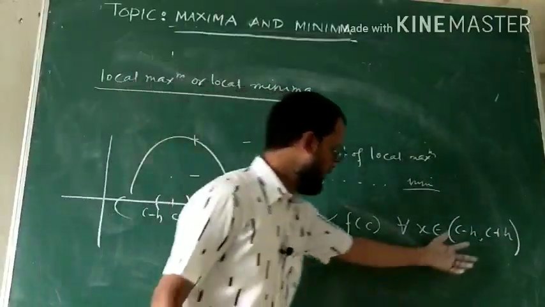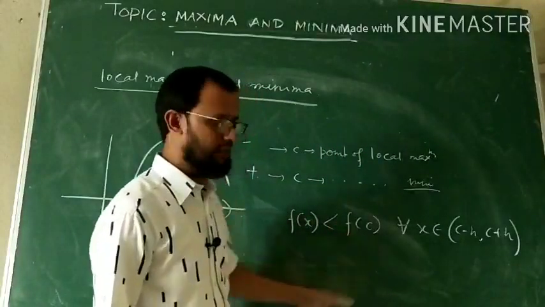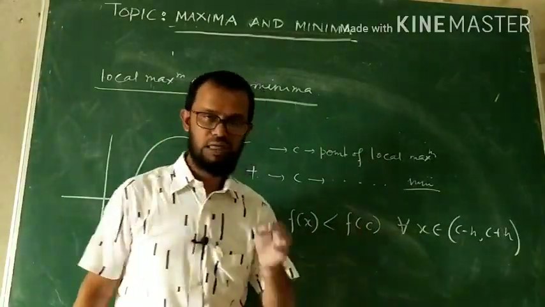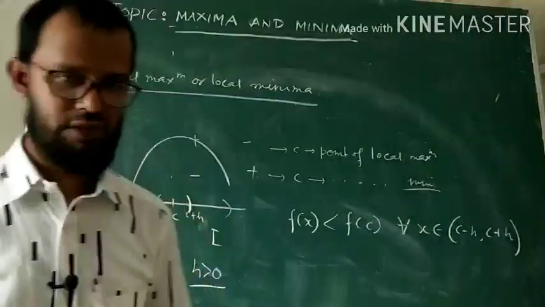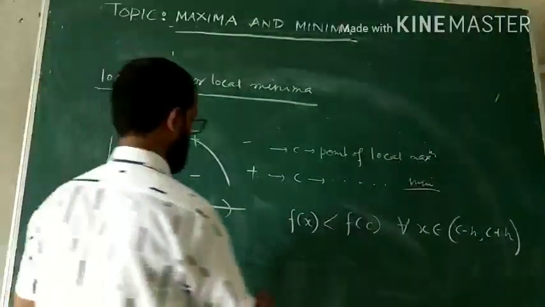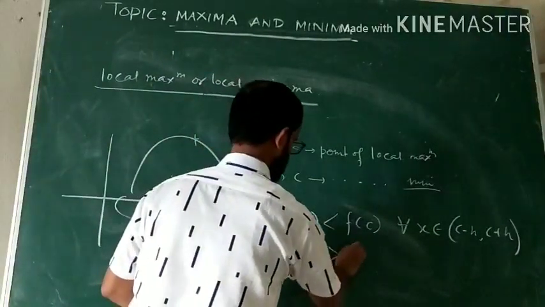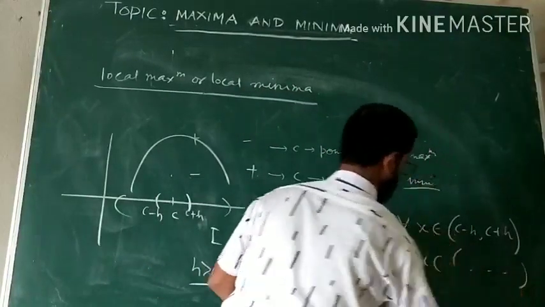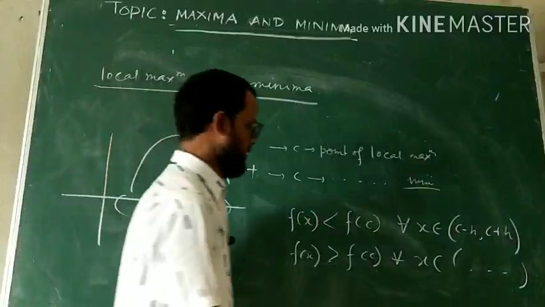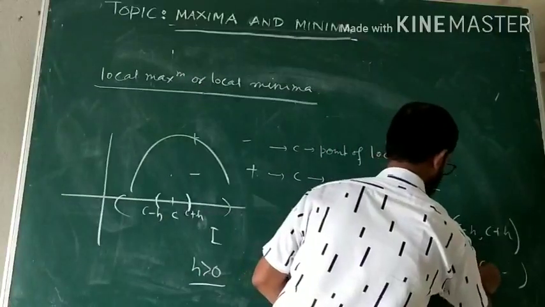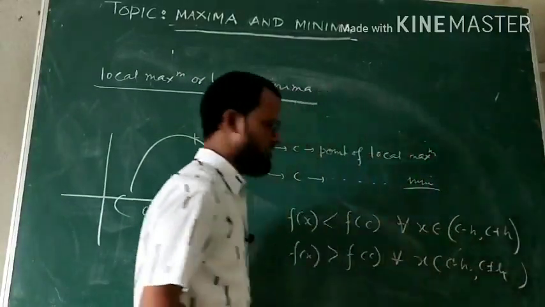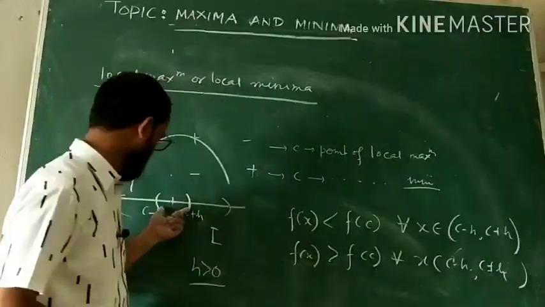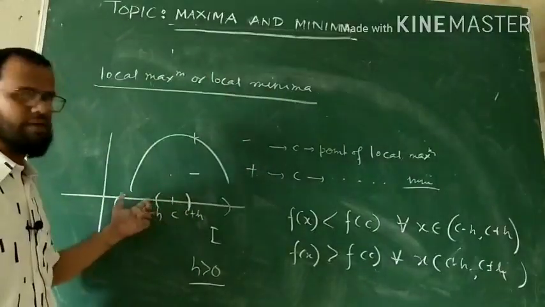then for a very small interval, if this condition is satisfied, we can say that f(c) is the local maximum value of the function. Or f(x) is greater than f(c) for all x belonging to this interval. The interval is (c minus h, c plus h). It is called a neighborhood. This open interval is called a neighborhood.